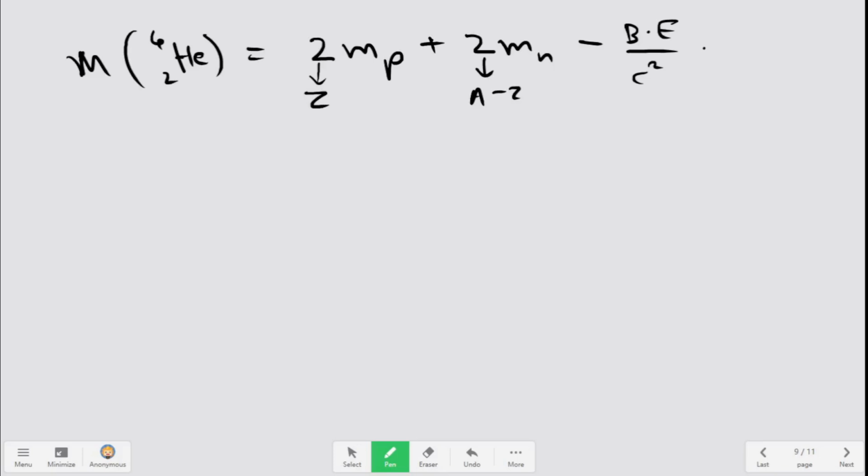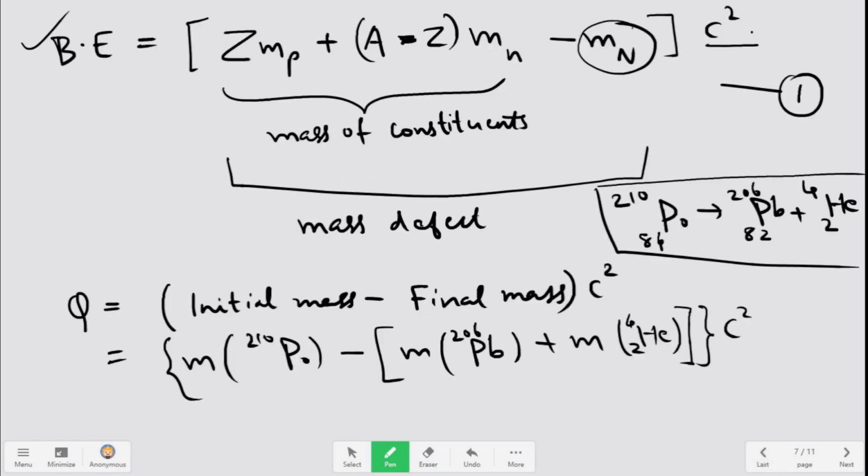Now when you put the value of Mp, Mn and binding energy that are given in the question, you will get mass of helium-4 approximately equal to 3729.8 MeV upon C square. You have to put this value in this equation. You have to put the value of mass of helium-4 and also substitute the mass of polonium-210 and mass of lead-206 here. Then you will find the value of Q approximately 5.9 MeV.